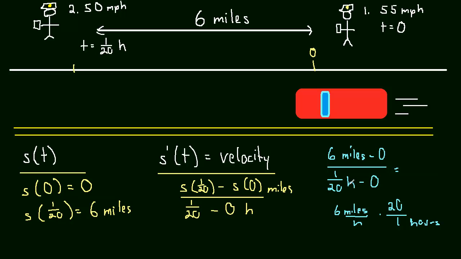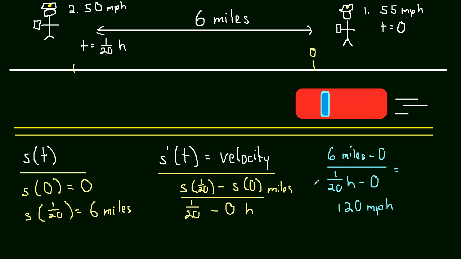Which, of course, I think I've belabored the point now. But let me just show you. This simplifies to 120 miles per hour. So I apologize for wasting your time. But 6 times 20 is 120, and the units are miles per hour. So his average velocity in that interval, or in that time frame, was 120 miles per hour, which makes sense because he traveled 6 miles in 3 minutes. And if you're going 1 mile per minute, you're going 60 miles an hour. But 6 miles in 3 minutes means he went 2 miles per minute, so he was going 120 miles per hour. That was his average velocity.